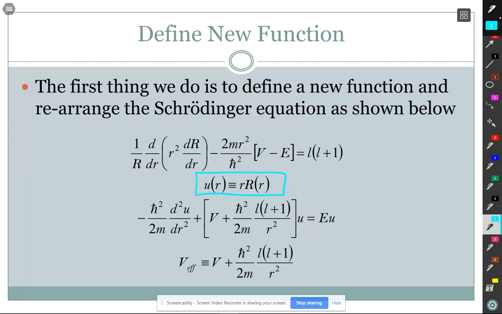which looks exactly like our normal Schrodinger equation. We have minus h bar squared over 2m, d second u dr squared, plus something times u equals E u. And the something has the V, but it has an additional term. This term here is called the centrifugal term. Now, what do you know about centrifugal force? It's not real, yes. It's a fictitious force. But it's called the centrifugal term because it's going to cause the radius to move out a little over what it would have been without it.